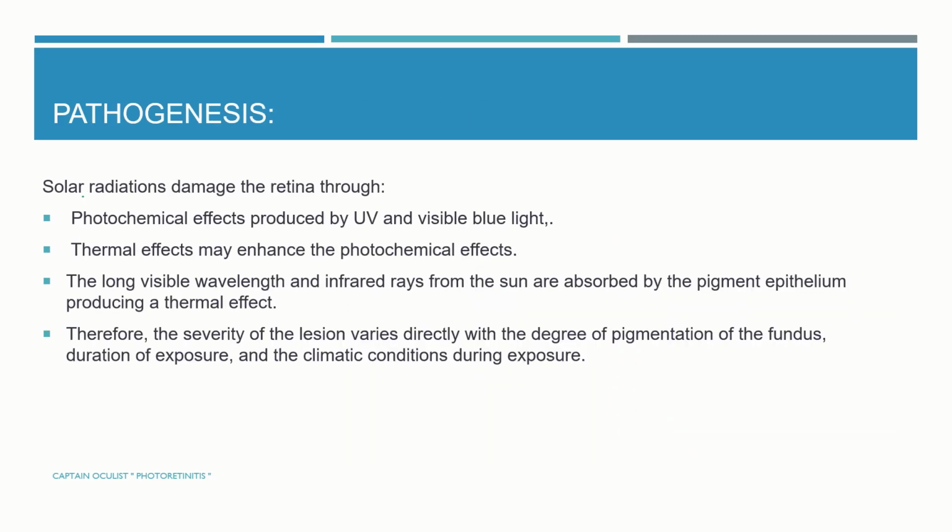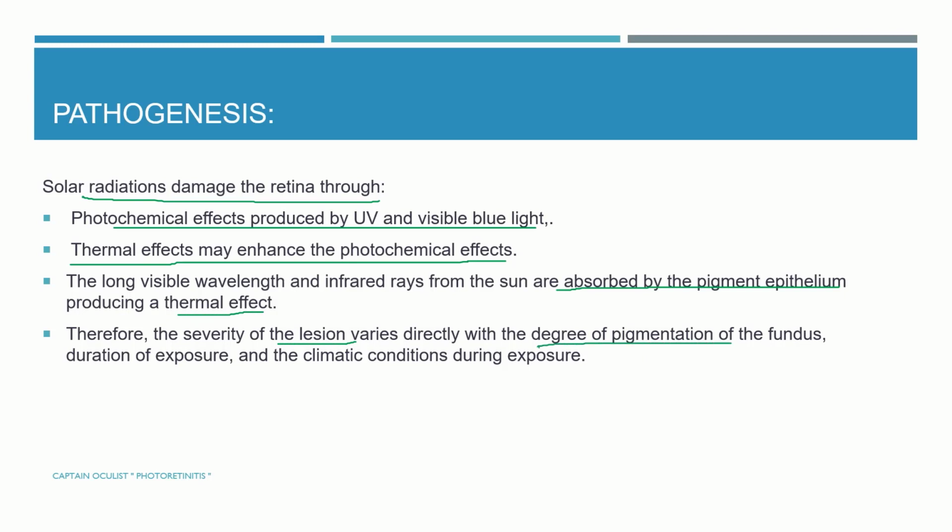Solar radiation damages the retina through photochemical effects produced by UV and visible blue light, and thermal effects may enhance the photochemical effects. The long visible wavelength and infrared rays from the sun are absorbed by the pigment epithelium, producing a thermal effect. Therefore, the severity of the lesion varies directly with the degree of pigmentation of the fundus, duration of exposure, and the climatic conditions during exposure.